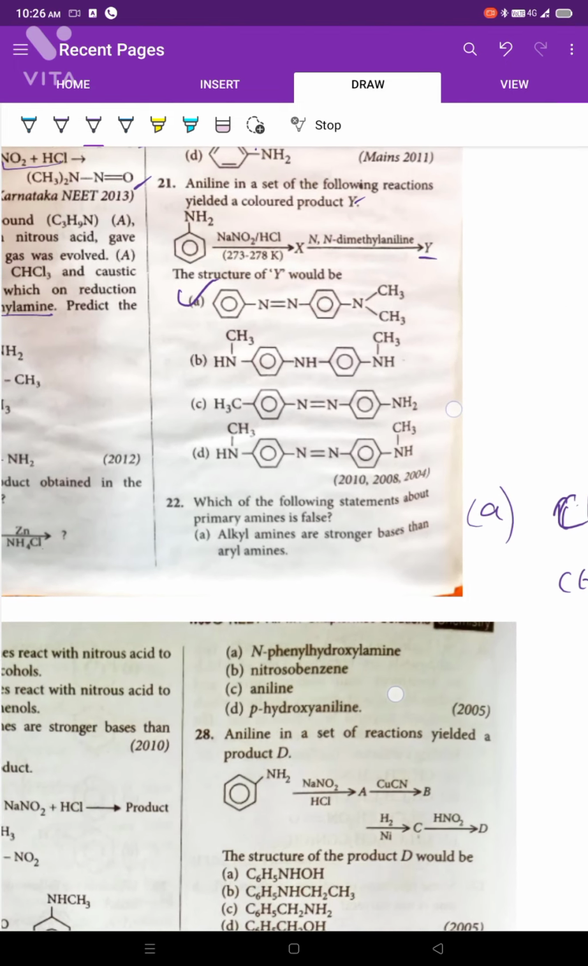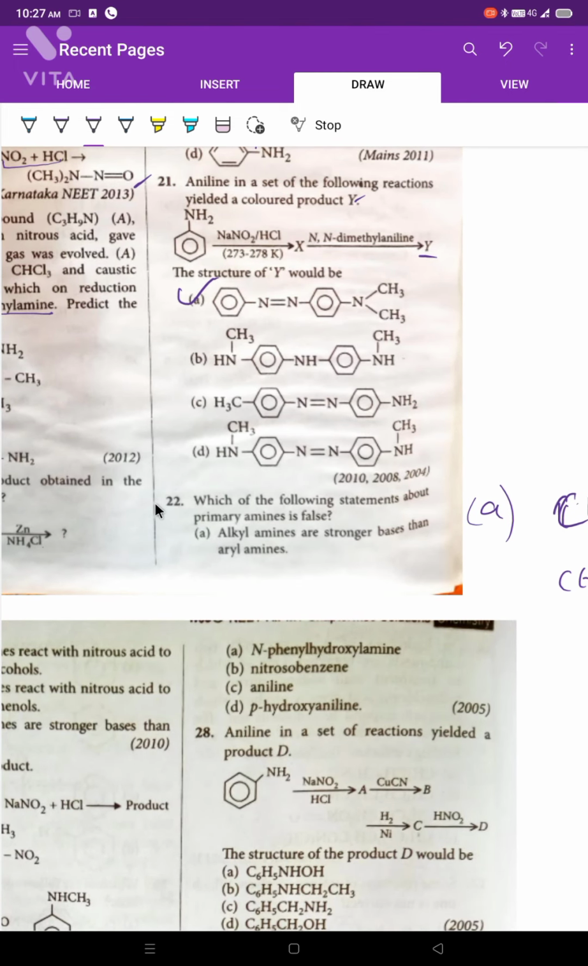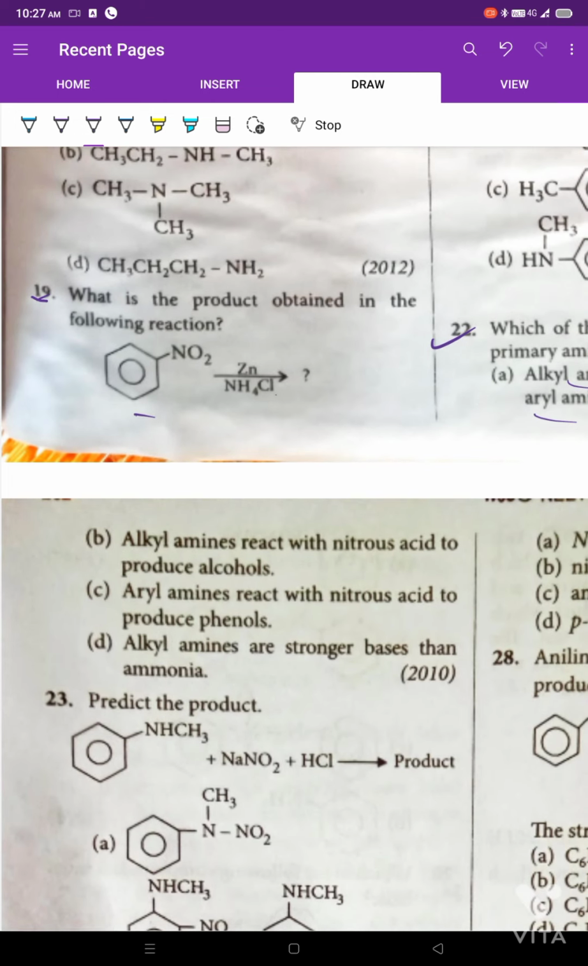Next one, question number 22. Which of the following statements about primary amines is false? Alkyl amines are stronger bases than aryl amines; we know this is true. Alkyl amines react with nitrous acid to produce alcohols; this is also correct. Aryl amines react with nitrous acid to produce phenols; this is the incorrect one.